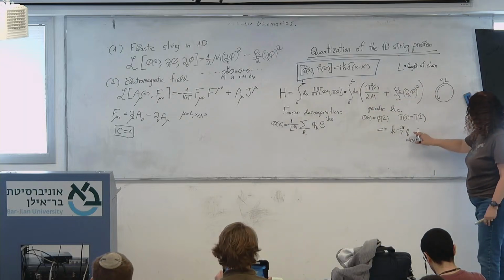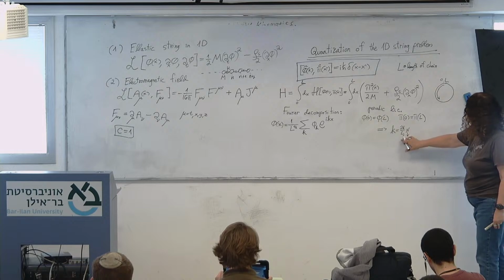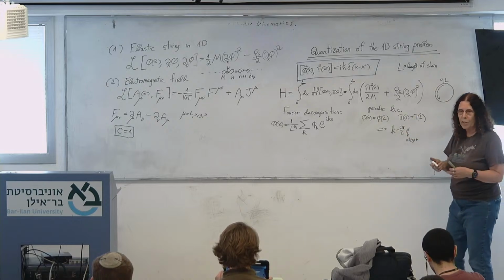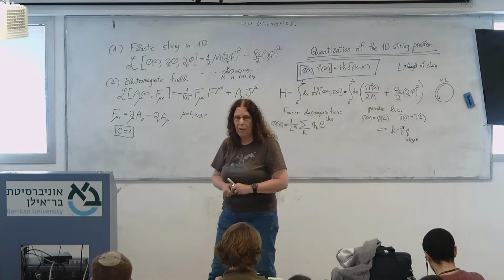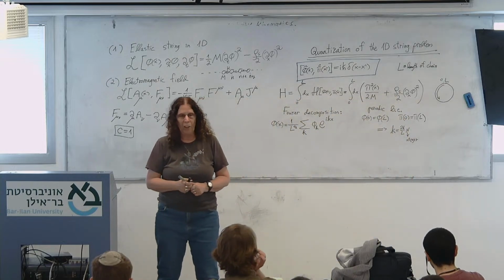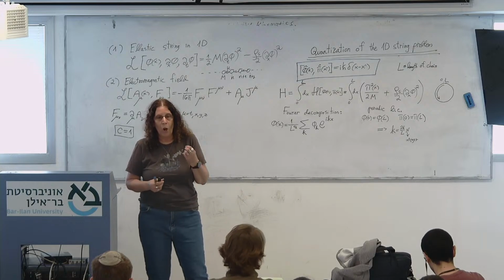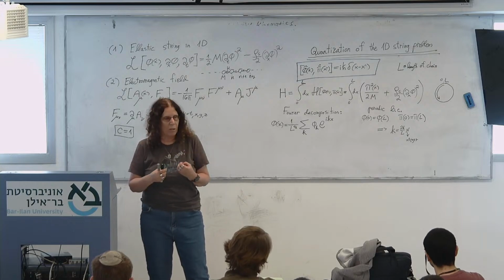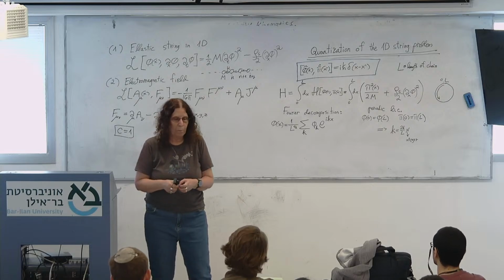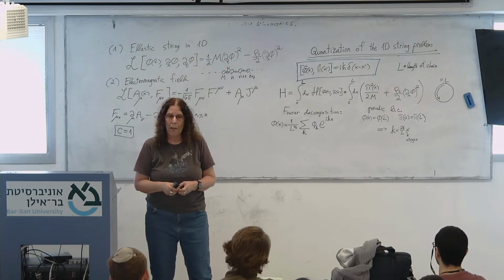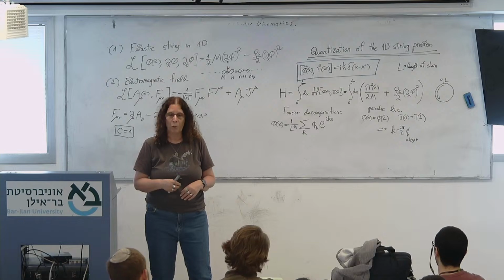Okay, but first I want to talk about the physical meaning. What is the physical meaning of each of the phi of k? So phi of k no longer describes a local field, right? Because it's not a function of a point in space. It describes some mode, right?